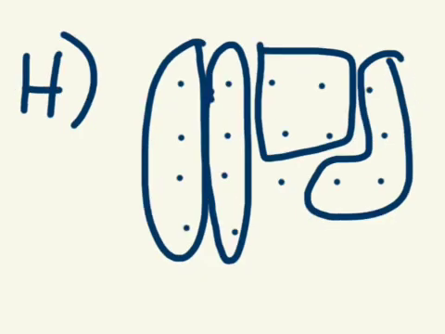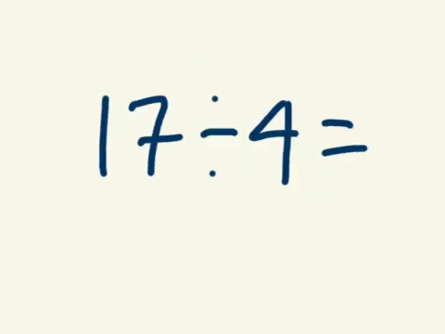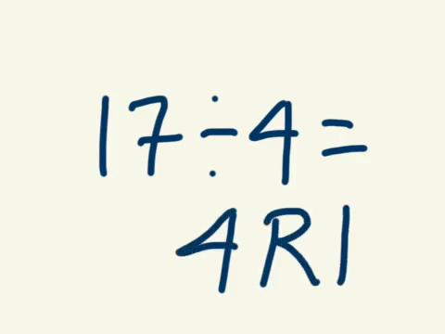And our last question has 17 counters divided into groups of 4. So we can see here that we have 4 groups with 1 left over. So our answer to 17 divided by 4 is 4 groups with 1 left over, remainder 1.